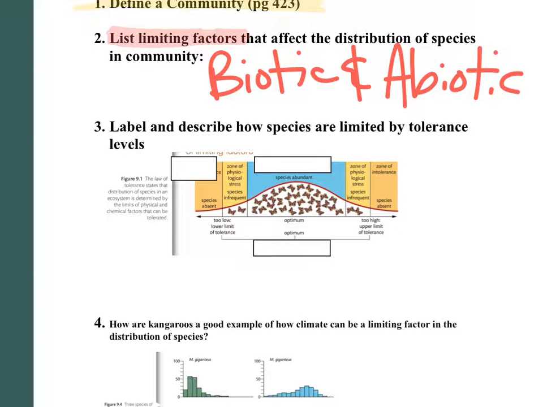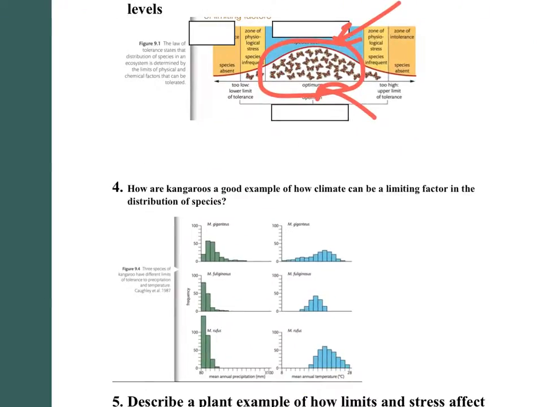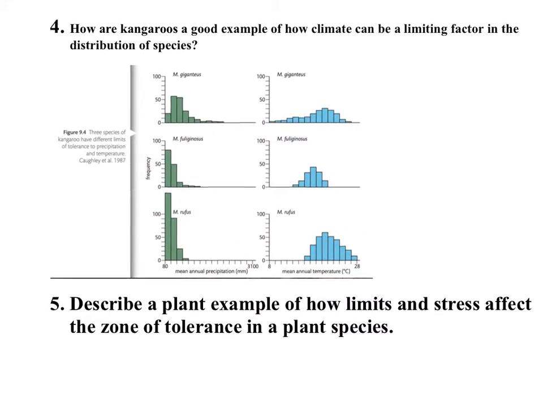So the next thing is label and describe. That was right below. So we're looking at this graphic. This diagram is showing species abundancy, or how many there are right there. And where there's the most, we call that optimum. And you're going to have to label the rest of your graph in that diagram. So if we go further down, the questions get harder.